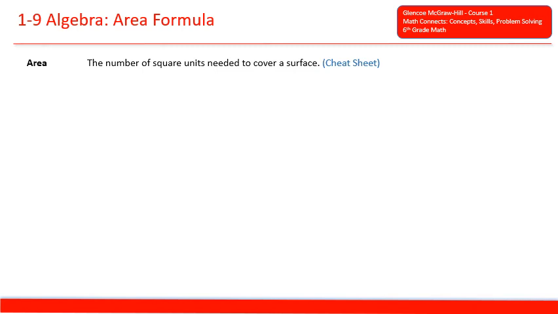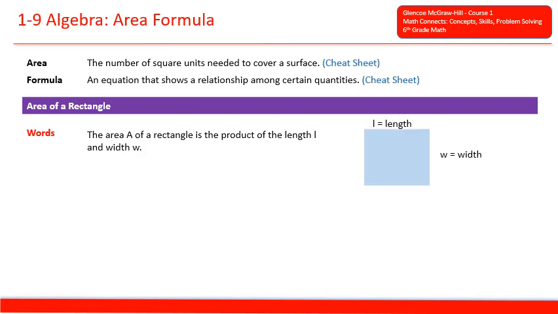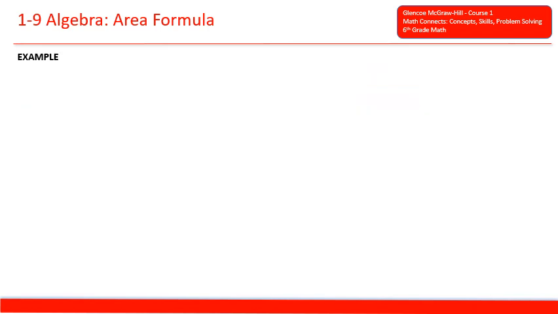Area: the number of square units needed to cover a surface. Formula: an equation that shows a relationship among certain quantities. Area of a rectangle. In words, the area A of a rectangle is the product of the length L and width W. So if we have length and width, we say area equals length times width, or L times W.